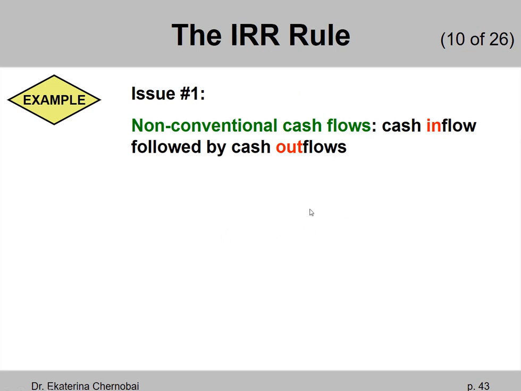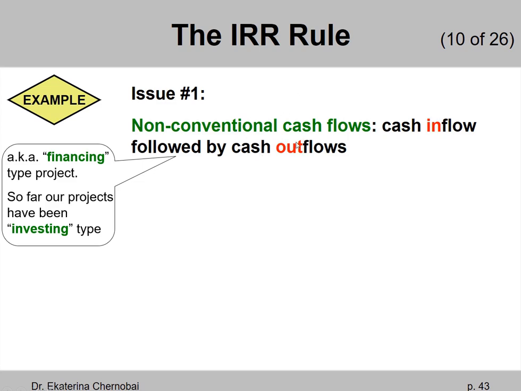Now let's look at a few examples which illustrate some big problems with the internal rate of return approach. Issue number 1, non-conventional cash flows. So a project with conventional cash flows is the one in which we would need to invest money today and in return receive profits over the next several number of years. A non-conventional project is the one where we have a cash inflow today followed by cash outflows in the future. So everything is backwards.